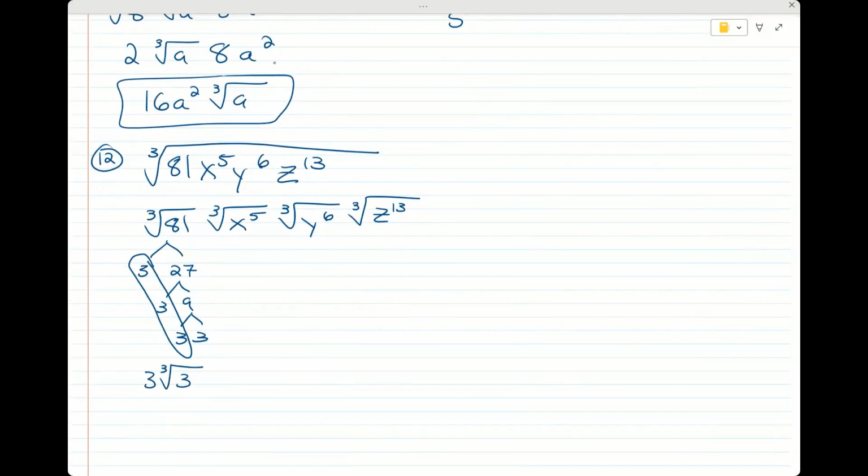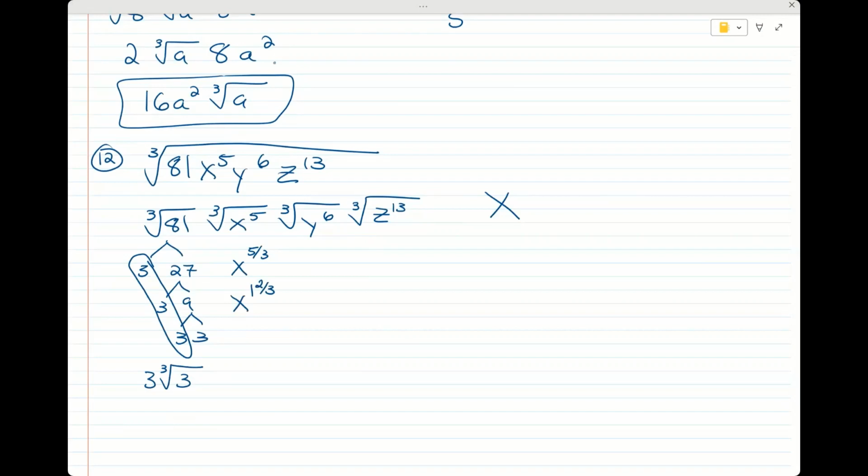Now, when it comes to variables, we talked about there's an Ottino theorem that I shared with you. The Ottino theorem is if you have a fraction. So if we did, let's say, x to the 5 over 3. 5 over 3 as a mixed fraction is 1 with a remainder of 2.